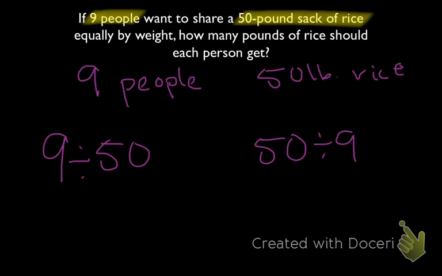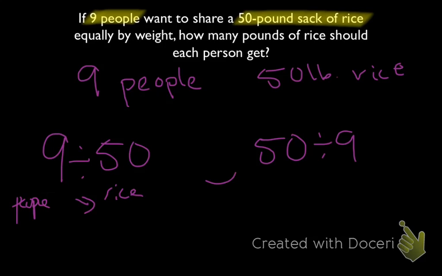So if we look at our first problem, 9 divided by 50, what that's saying is really 9 people divided by 50 pounds of rice. Doesn't really make sense if you think about it. What this equation is basically saying is that if we had 9 people, we're going to divide them 50 different ways and then give them to pounds of rice. Doesn't really make sense. I can't really divide people and then give them out to an object like rice.